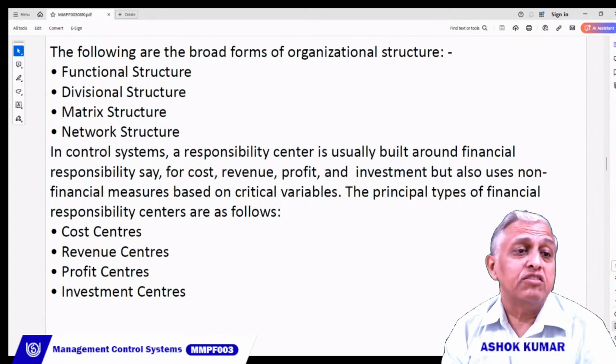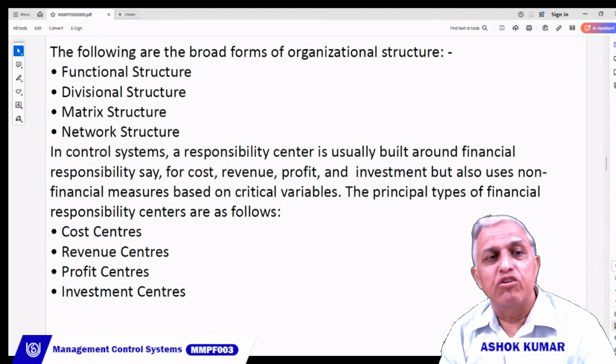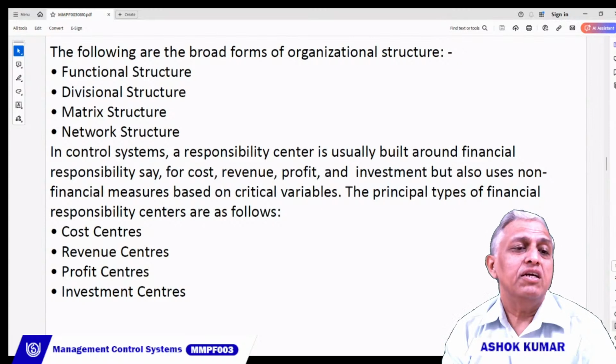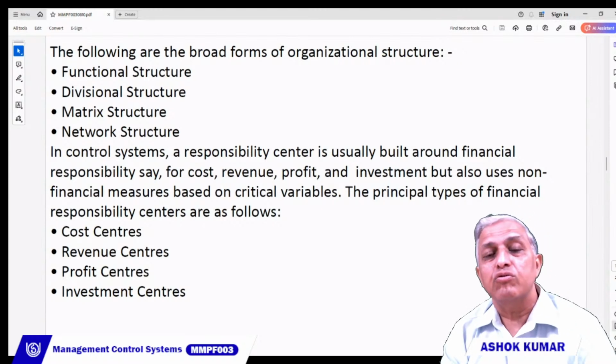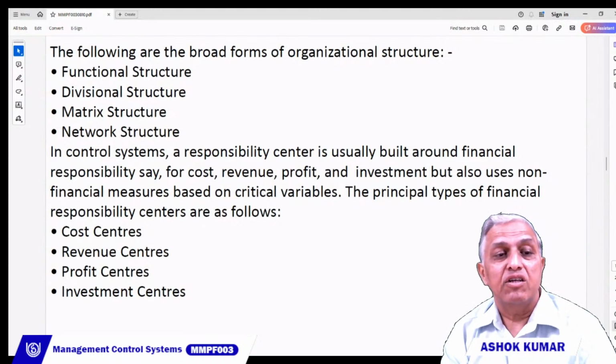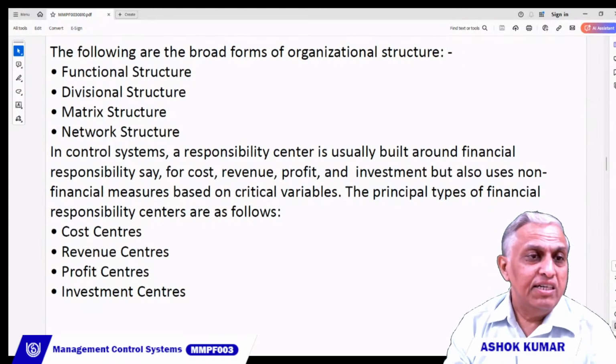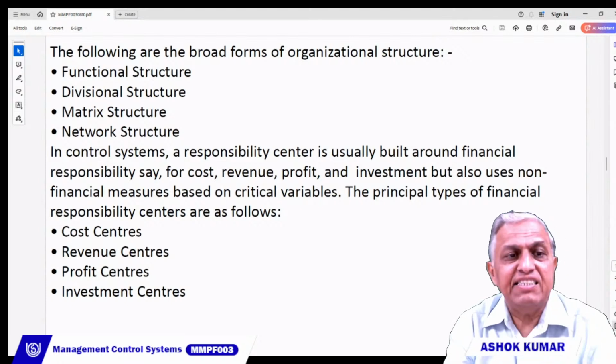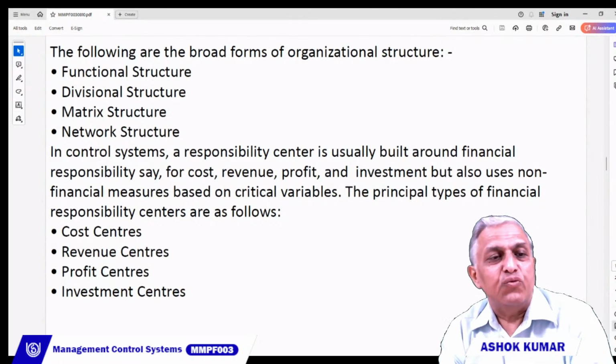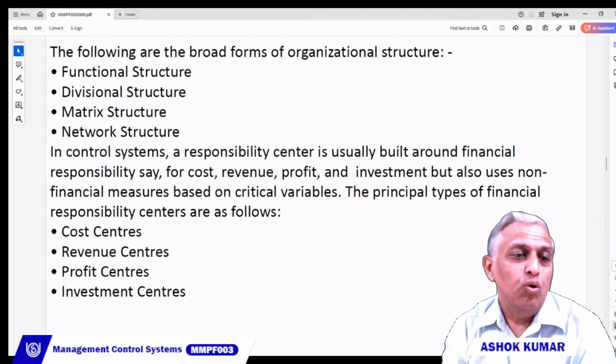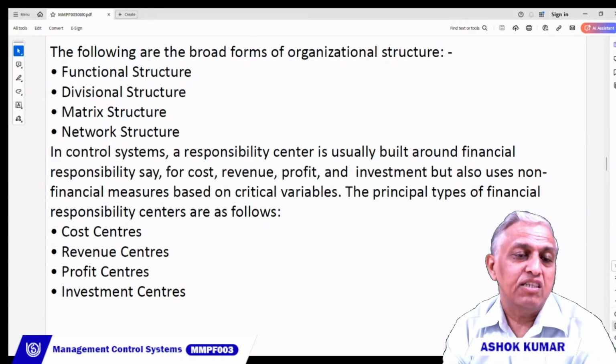First one is functional structure. Second one is divisional structure. Third one is matrix structure. And fourth one is network structure. Each has its own beauty. Each has its own sphere of control mechanism. Each has its responsibility center with different flavors.